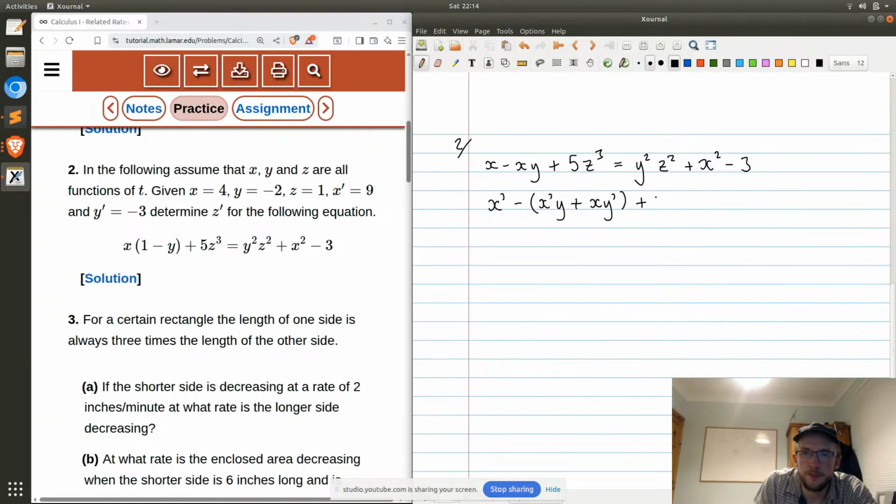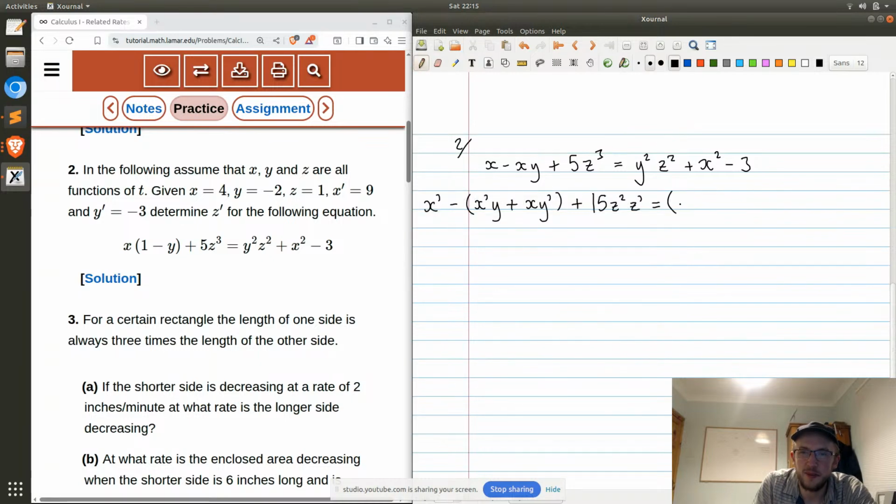Plus 15z squared z prime equals, and then we have another product. So, okay, let's see if my mind can actually handle this. When an equation is on 2 lines, or do I need everything to be on 1 line? No, I'm not ready for it. Don't push me to the extreme.